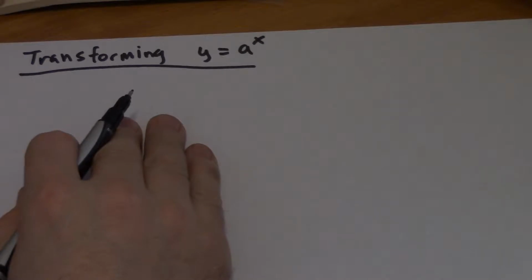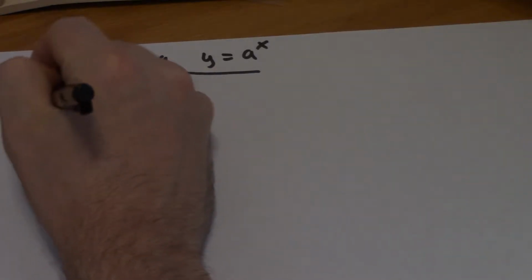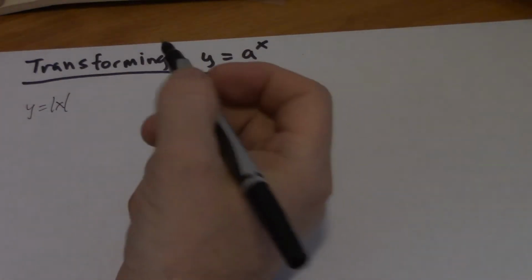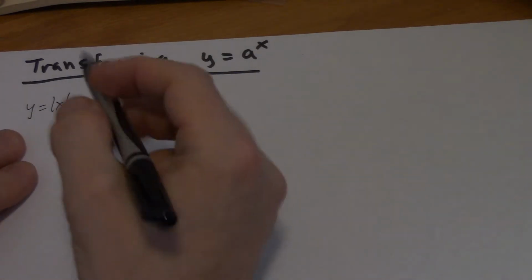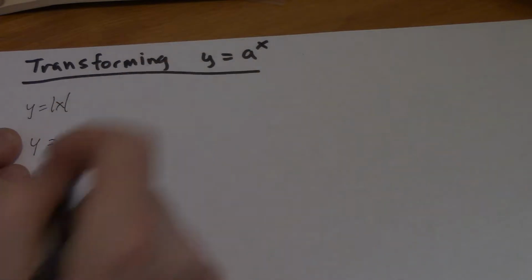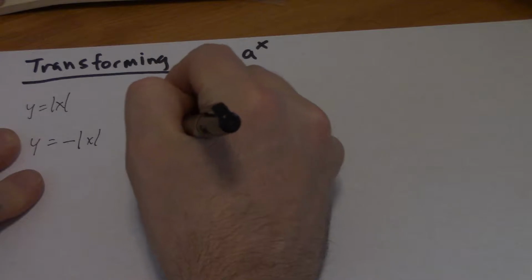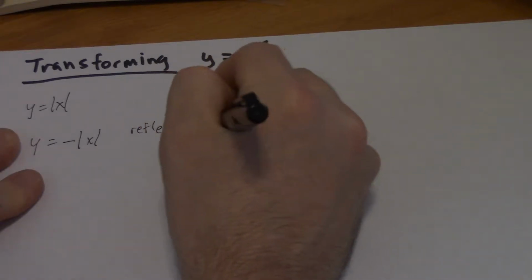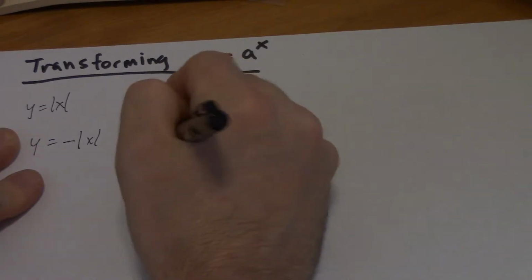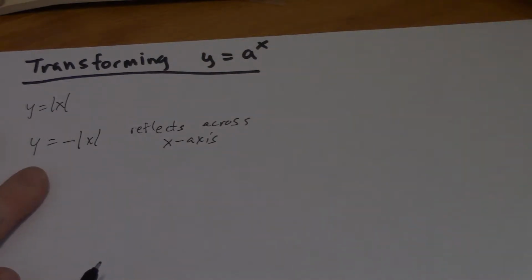Okay, class. So today we're going to look at transforming the graphs of a to the x. And we've already done this with absolute value, right? So y equals absolute value of x. There are three we need to know. Typically, when we put a minus sign on the outside, what does that do? That reflects across the x-axis. So we just take our original graph and we draw it upside down.